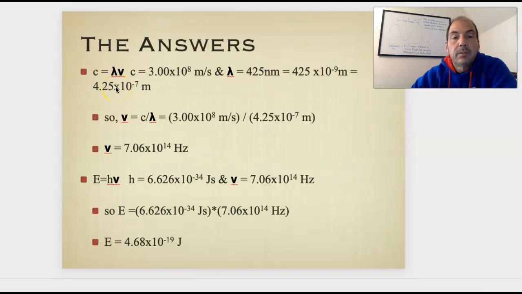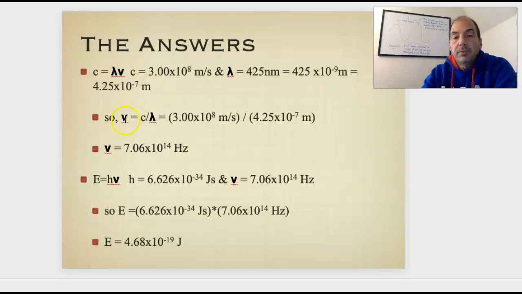So here we go. Speed equals wavelength times frequency. We know the speed is always going to be 3 times 10 to the 8th meters per second. And we know the wavelength was 425 nanometers, where nano means 10 to the negative 9th meters. So 425 nanometers would be 4.25 times 10 to the negative 7th meters.